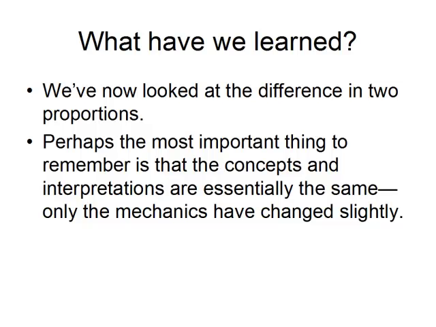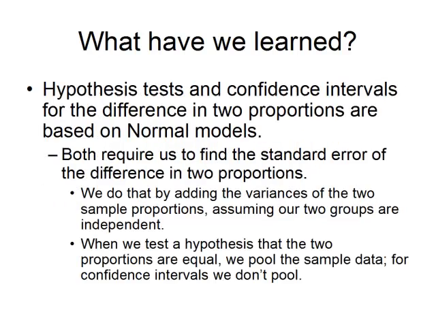We've now looked at the difference in two proportions. Perhaps the most important thing to remember is that the concepts and interpretations are essentially the same, only the mechanics have changed slightly. Hypothesis tests and confidence intervals for the difference in two proportions are based on normal models. Both require us to find the standard error of the difference in two proportions. We do that by adding the variances of the two sample proportions, assuming our two groups are independent. When we test a hypothesis that the two proportions are equal, we pool the sample data. For confidence intervals, we don't pool.